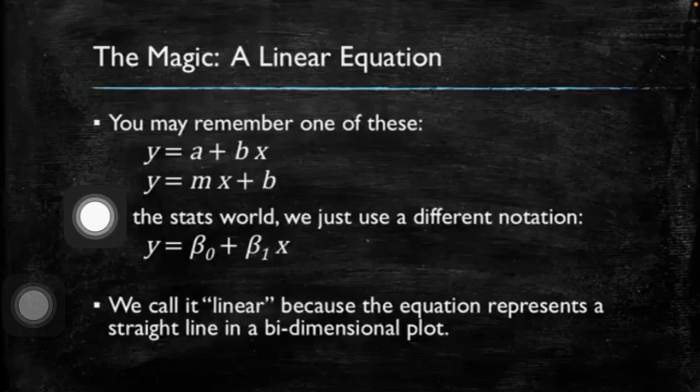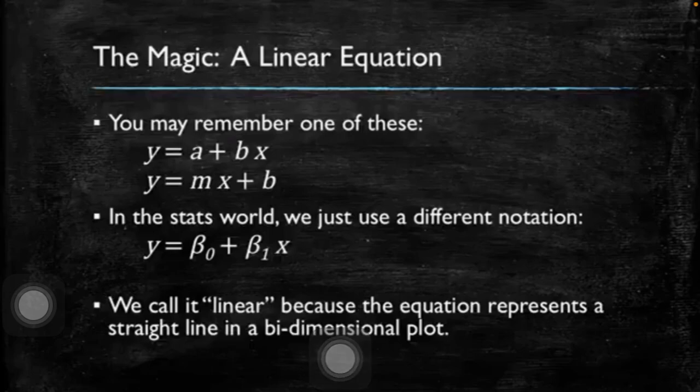In statistics, we write the linear equation in the form y equals beta naught plus beta 1 x, where beta naught is the intercept and beta 1 is the coefficient, or I can say the slope of x. We call it linear because the equation represents a straight line in a two-dimensional plot. If I plot this equation graphically, I get a straight line, which means this is a linear equation.